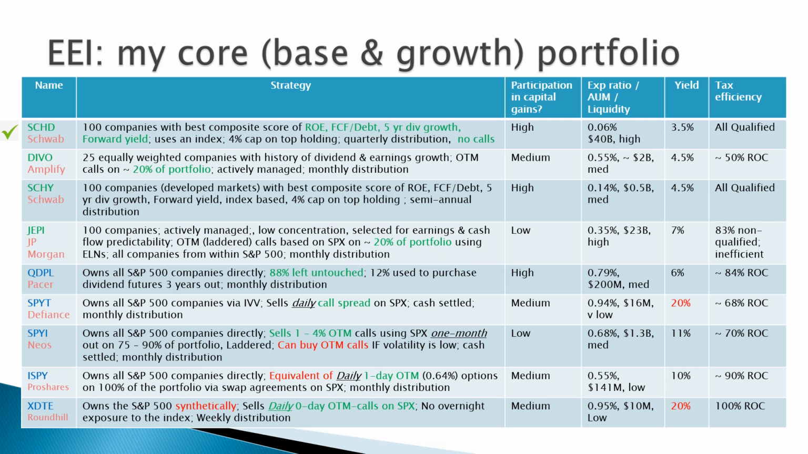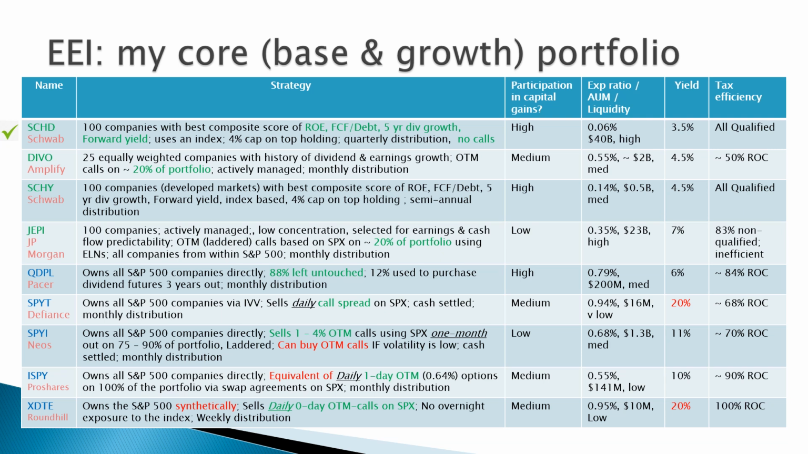It uses an index called the Dow Jones US Dividend 100. It has a 4% cap on its top holding. So typically the top 10 holdings tend to be about 40%. It has quarterly distributions, is reconstituted annually and rebalanced quarterly. So it's really good. No calls are sold. Therefore, the participation in capital gains is high because you're not giving away any of the gains.